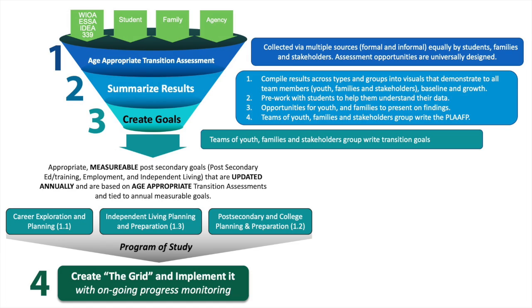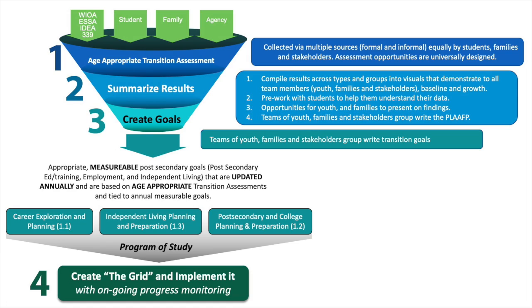In continuing this level of youth, family, and stakeholder collaboration, our next step is to create appropriate, measurable post-secondary goals, so post-secondary education and training, employment, and independent living, that are updated annually by this team and are based on age-appropriate transition assessments that are tied directly to annual measurable goals. This is where our sub-indicators of transition planning and the required categories for goals under Indicator 13 come in. So these include employment, independent living, and post-secondary education.